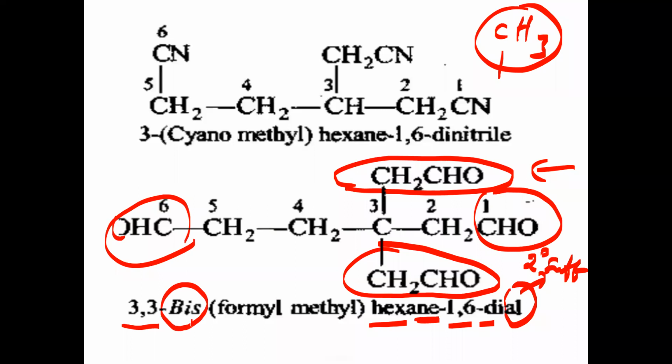Same formyl methyl, how many times? 2 times. So 3,3-bis. Bis means 2 times, the complex substituent repeated 2 times. Why are we not using di here? It is not a simple substituent. Why not dimethyl? It is also not used here. Di is for simple substituents. Here we use bis, which is used for complex substituents. The complex substituent name should be written within brackets. So 3,3-bis(formylmethyl) we have used here.